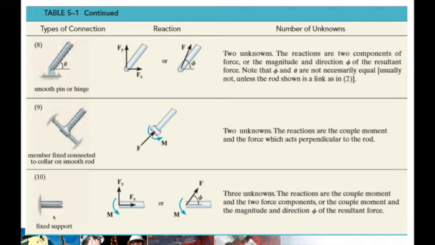And last would be a fixed support. You can also commonly see this type of support. Here we have three unknowns. You can't move it along X, so there is a support reaction. You can't move it along Y, so there is also a support reaction. And you can't rotate it, so that's why there is also a couple moment. So these are your three unknowns when you encounter a fixed support.